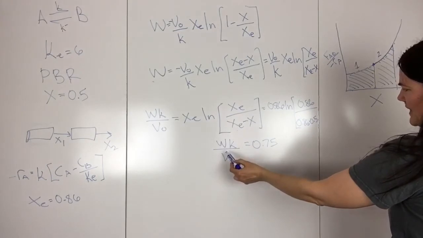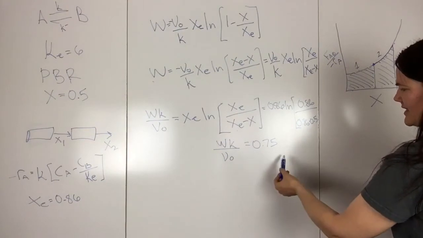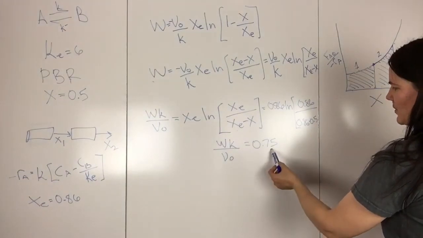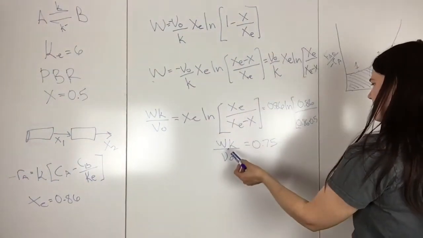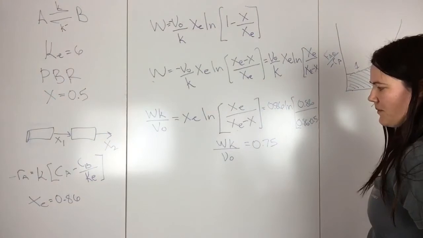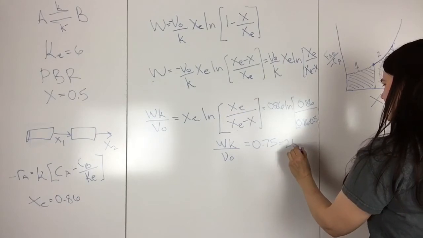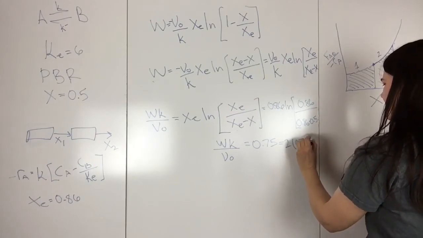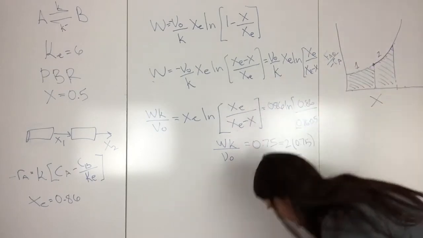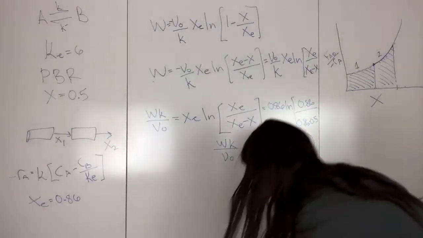So knowing that, instead of having 2 reactors here, we know that the weight multiplied by K and V naught is 0.75 for one reactor. And we know that for two reactors, the only thing about this equation that's going to change is the weight will double. So we can just multiply this by 2 to get what this is for two reactors.